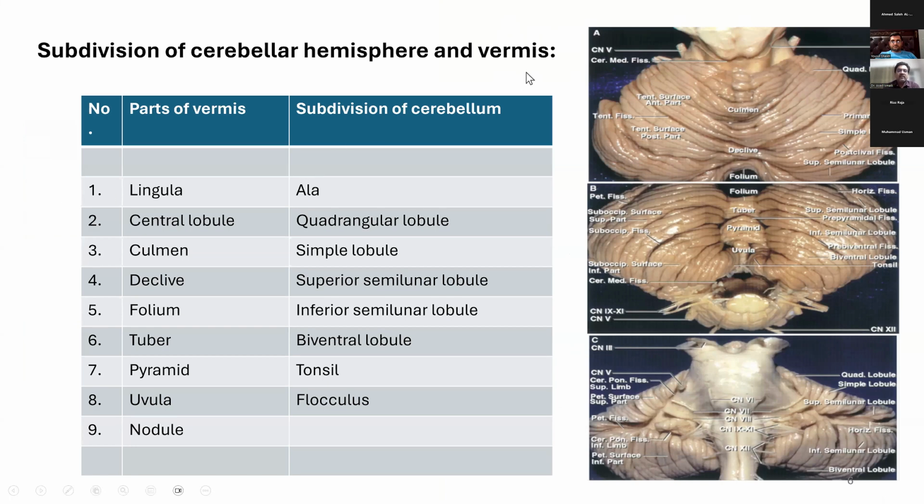Now the subdivision of the cerebellar hemispheres and the vermis. We have already discussed that the vermis is located in the midline. If we follow the vermis from top to bottom, we have lingula, central lobule, culmen, declive, folium, tuber, pyramid, uvula, and finally the nodule. As we move laterally, in the periphery from the vermis, we have subdivisions of the cerebellum: ala, quadrangular lobule, simple lobule, superior semilunar lobule, inferior lobule, biventral lobule, tonsils, and finally flocculus.